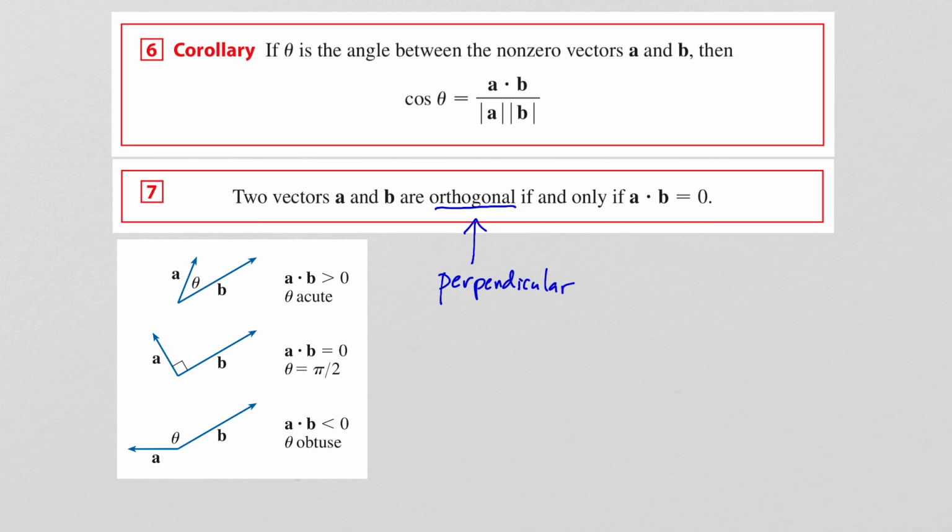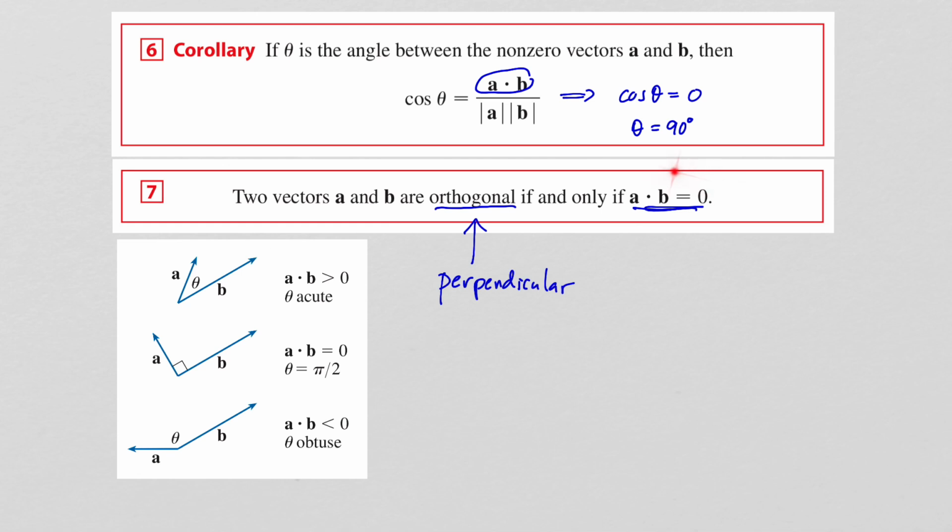Now, why is that true? Why is it that if the dot product is 0, they are orthogonal? Well, it's very simple. If the dot product of two vectors is 0, then that would mean that this quantity here is 0. And that would mean the cosine of theta would be equal to 0. And this only happens when theta is 90 degrees, right? And it's true the other way around as well. So if theta is 90 degrees, then we know that cosine of theta would be 0, and therefore the dot product would have to be 0.